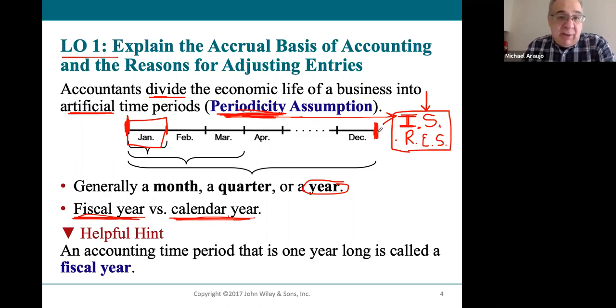The college itself has a fiscal year that begins at the very end of August and goes through the following August, because we start our fall classes in August, and that's the start of a new academic year. So we like to keep records academic year by academic year.